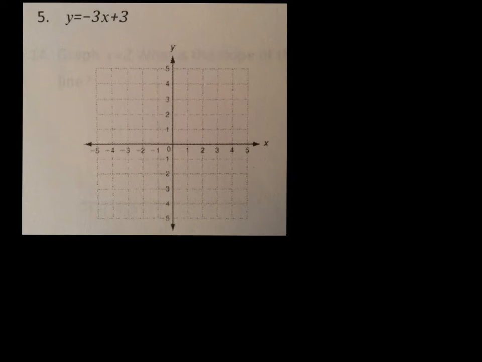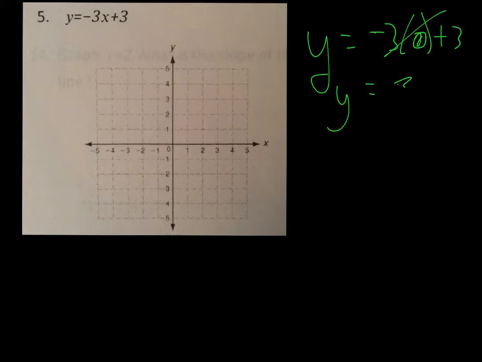Okay, on number 5, we're going to do the same thing. We're going to plug in 0 for x, so I get y is equal to negative 3 times 0 plus 3. That's a 0, trust me. That's gone, and I got y is equal to 3. So when x is 0, y is 3.